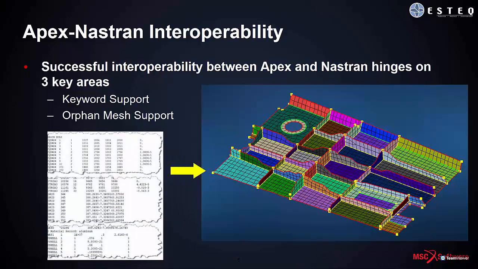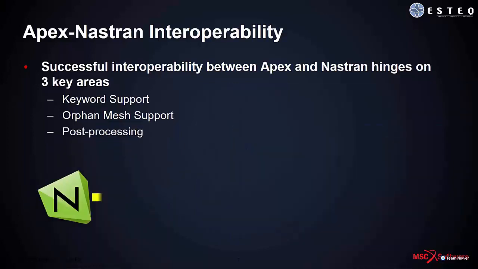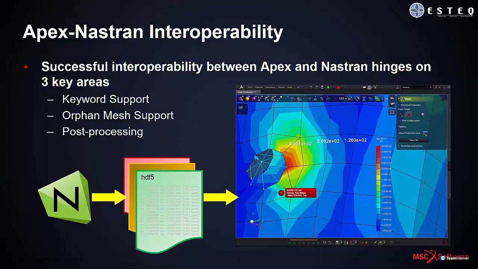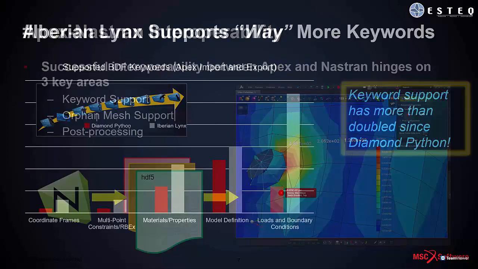And then we need to be able to support orphan meshes. And this is now the first release of Apex that can import a mesh and generate geometry for the mesh to simplify modifications, etc. And then lastly, it's obviously important that you are able to post-process your Nastran results directly in Apex. And all of this can now be done.